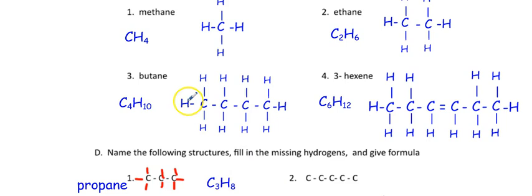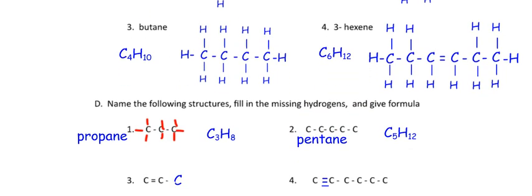So what about the next one? Look at number 2. How many carbons are there? 5. Are they all single bonds? Yes. So what is that? Pentane. What's its formula? C5H12. You go ahead, and there should be 12 hydrogens around here. Make sure you got that.